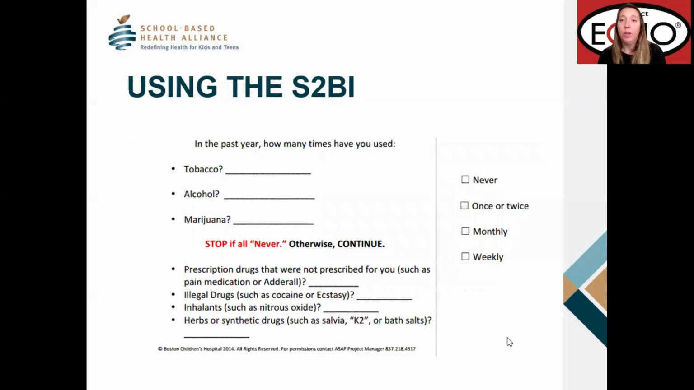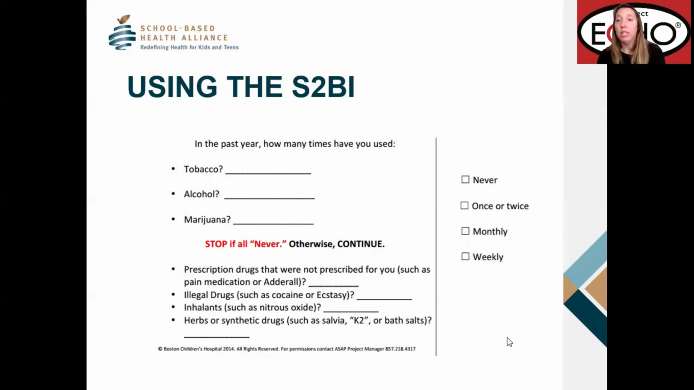The S2BI begins with 3 initial questions that ask about how many times the adolescent has used tobacco, alcohol, and marijuana in the past year. If the answer to all 3 questions indicates that they have never used any of these substances, then the practitioner stops the screen. If the answer to any of the 3 initial questions indicates use in the last year, then the practitioner should ask the remaining 4 questions about use of prescription drugs, illegal drugs, inhalants, herbs or synthetic drugs, and then provide brief intervention based on the level of use as follows.